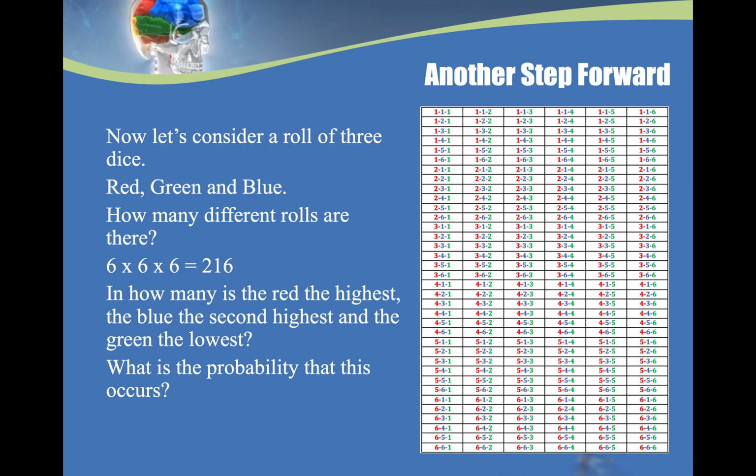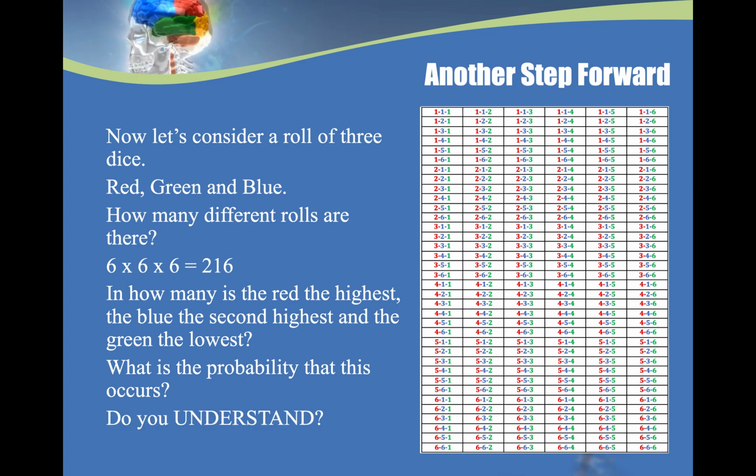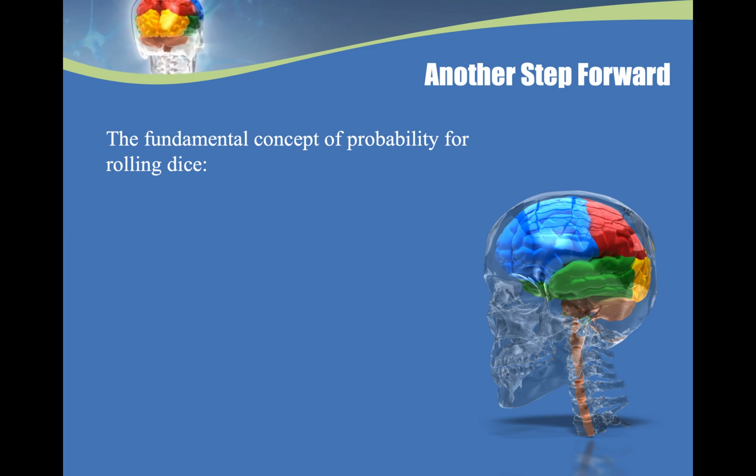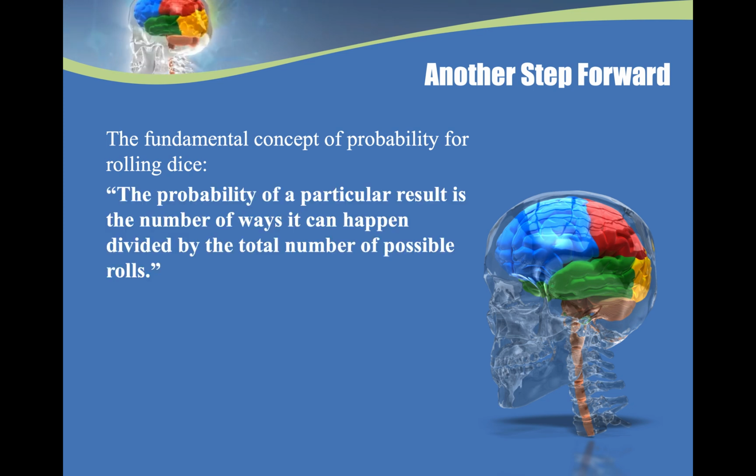This is the fundamental concept of probability. And this is what's important to understand, not some equation for combinations or permutations. So the fundamental concept of probability when rolling dice, the probability of a particular result is the number of ways it can happen divided by the total number of possible rolls.